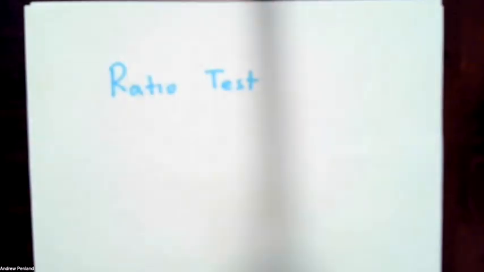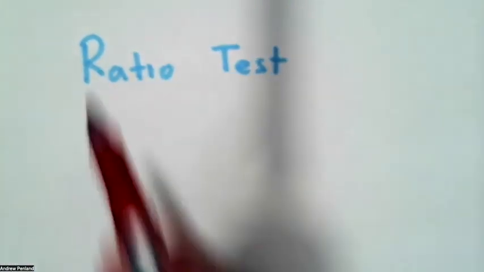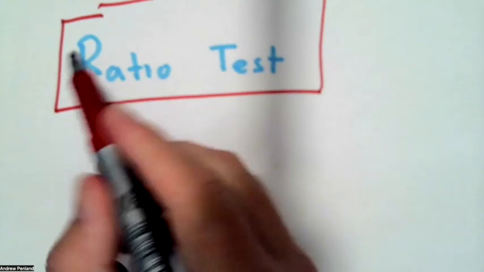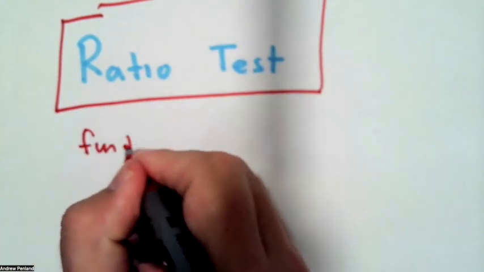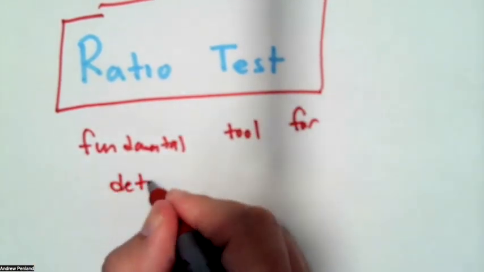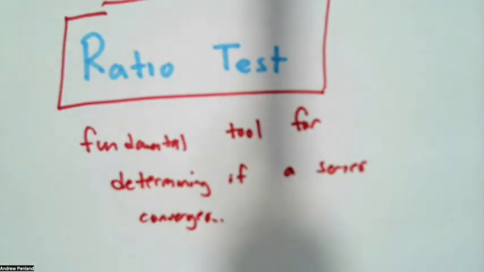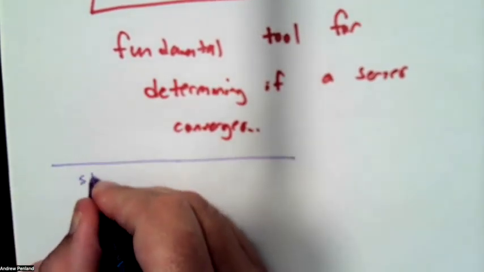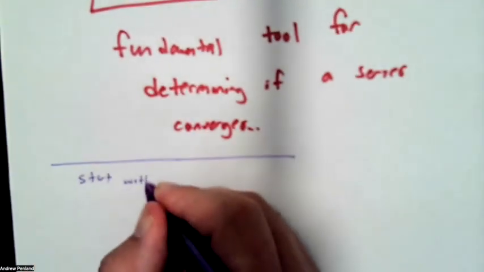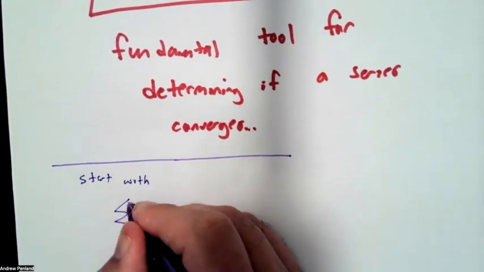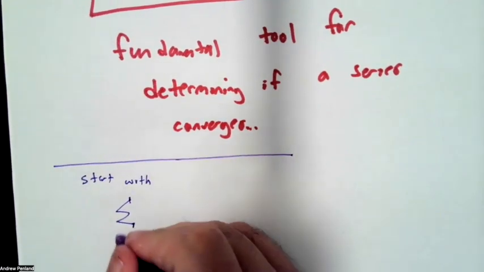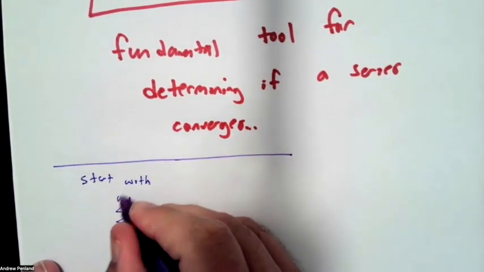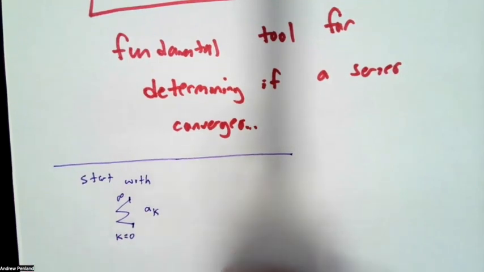In this video, we're going to talk about the ratio test. The ratio test is a fundamental tool for determining if a series converges. So here's how it works. You start with a series, and the series is going to have terms, and we're going to say that the terms of the series are a sub k. So it's the sum from k equals 0 to infinity of a sub k.